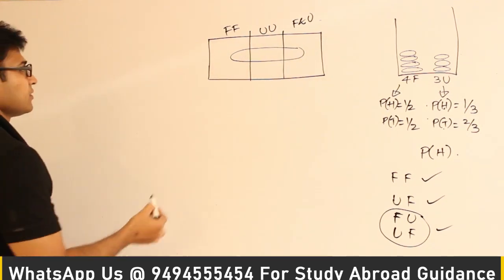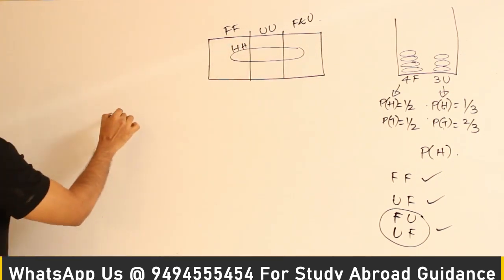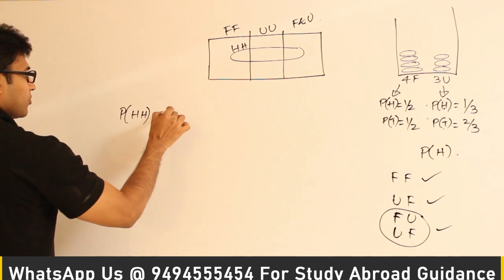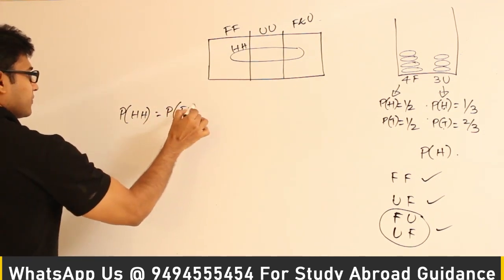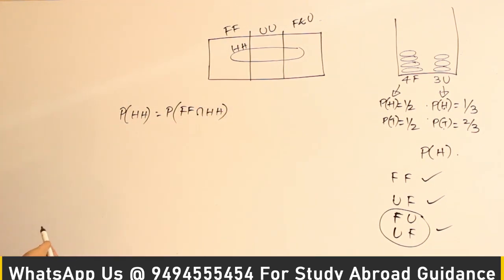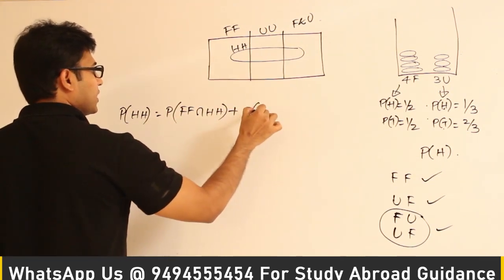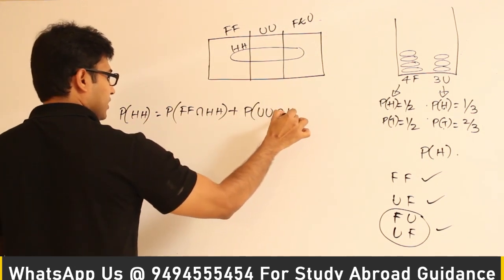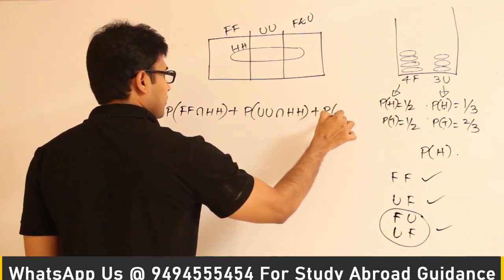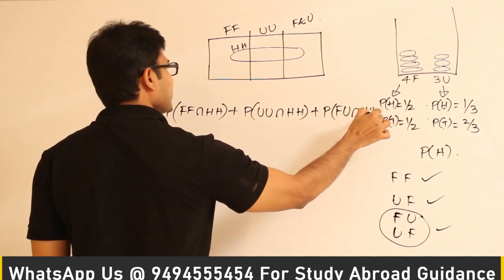Got it? Let us say getting two heads is given by HH. Now what I want to know is the probability of getting two heads. Now how can you write it? It is equal to the probability of getting two fair coins and getting two heads when I flip those two fair coins, plus the probability of getting two unfair coins and getting two heads when I flip them, plus the probability of getting one fair and one unfair coin and getting two heads when I flip them.